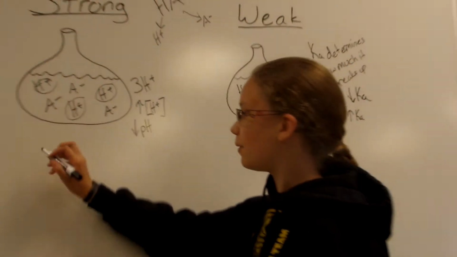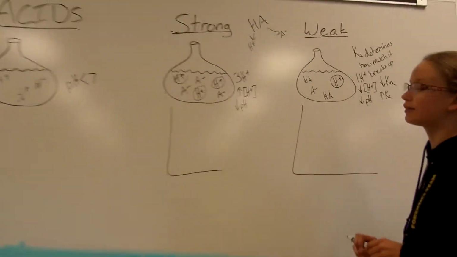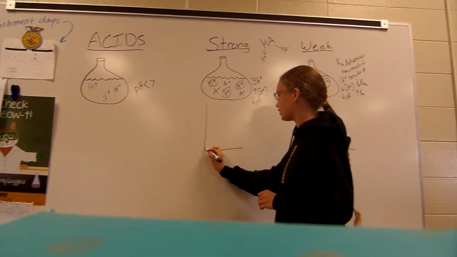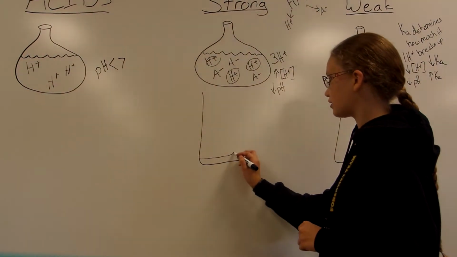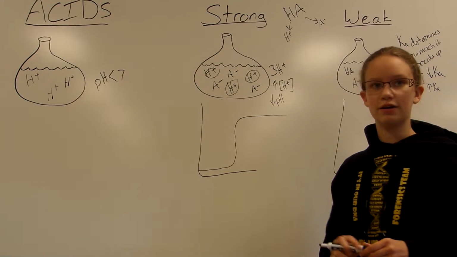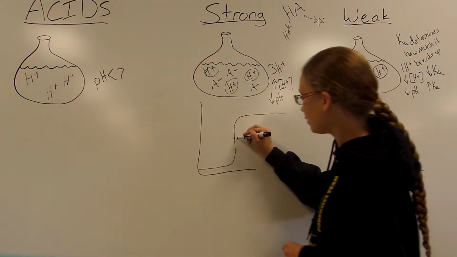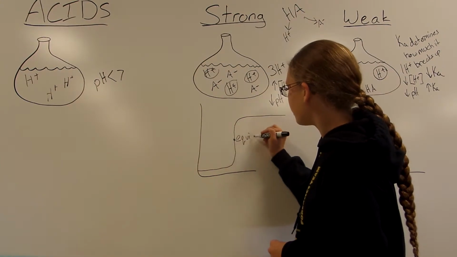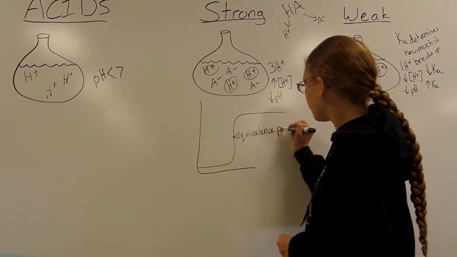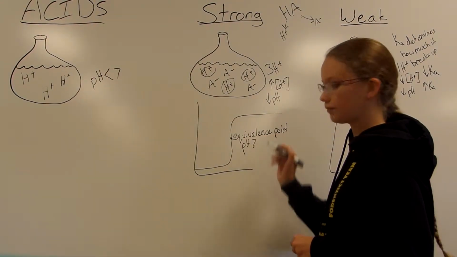So now let's look at what we do for titration of these two different types of acids. For a strong acid, it's going to start at a very low pH, and then once it reaches the equivalence point, it's going to go up very high, and then flatten off at the top. Here in the middle is the equivalence point, which is at a pH of 7.